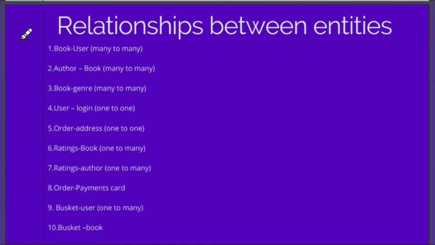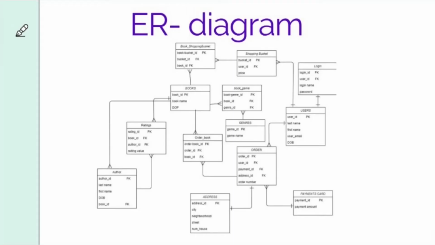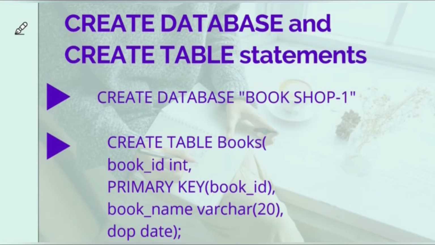Next, basket and user, one to many. One user can put several products in a basket, while a basket can be owned by one user. The next, basket and book. In a basket there may be several books, while a book can be in several baskets. So the next slide is our ER diagram. As we said on the previous slides, we have expressed all this in a diagram, which shows tables and attributes inside them, and also shows the relationships between them.